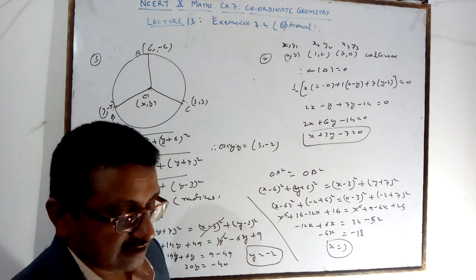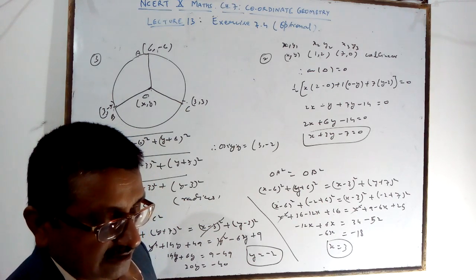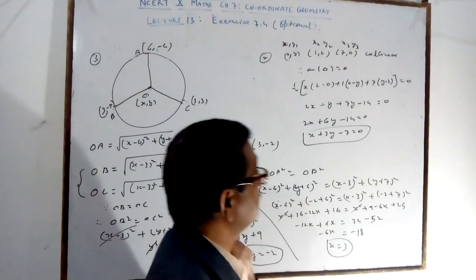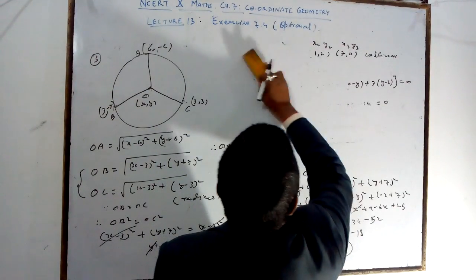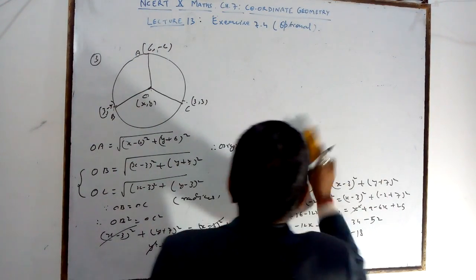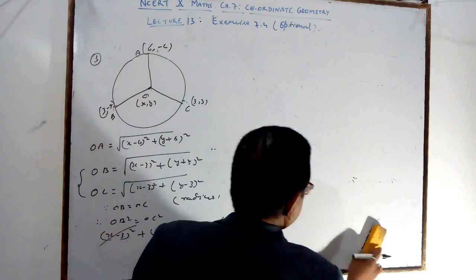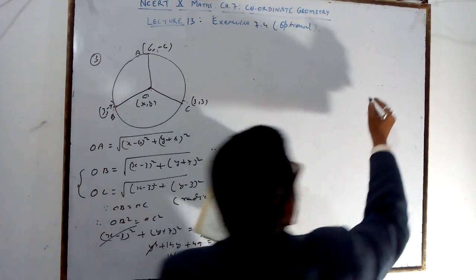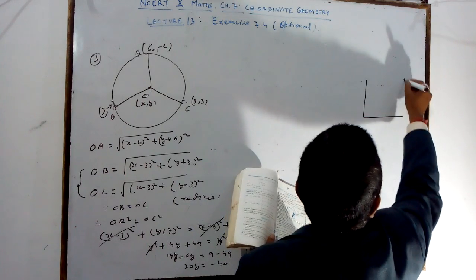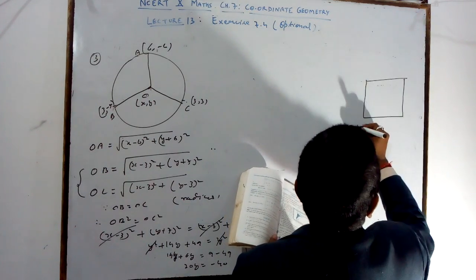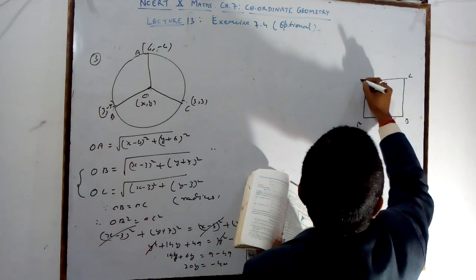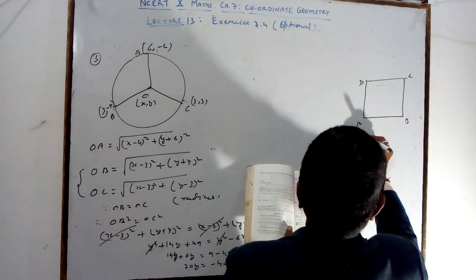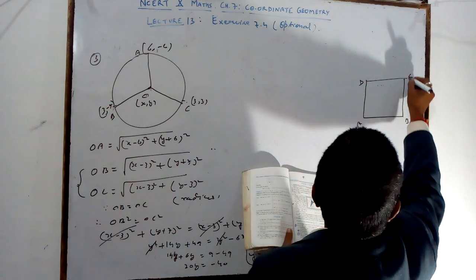Two opposite vertices of a square are given. Find the coordinates of the other two vertices. Square is given. Question number 4, you see. Very simple. There is a square ABCD. A square has right angles. We will apply this to square ABCD. Two opposite vertices of a square are minus 1 comma 2 and 3 comma 2.